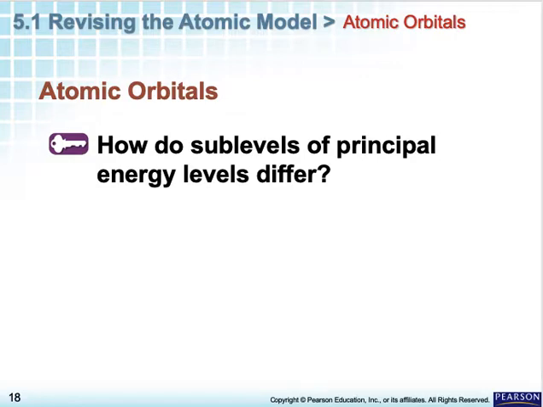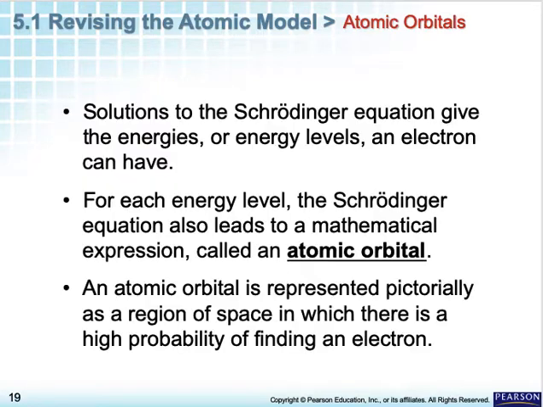So how do sublevels and principal energy levels differ? So we've talked about energy levels. Now we're going to talk about sublevels. Solution to the Schrödinger equation gives you energies or energy levels of an electron. Each energy level in the Schrödinger equation leads to a mathematical expression called an atomic orbital. Not an orbit, but an orbital. An atomic orbital is represented pictorially by a region of space where we can have a high probability of finding an electron.